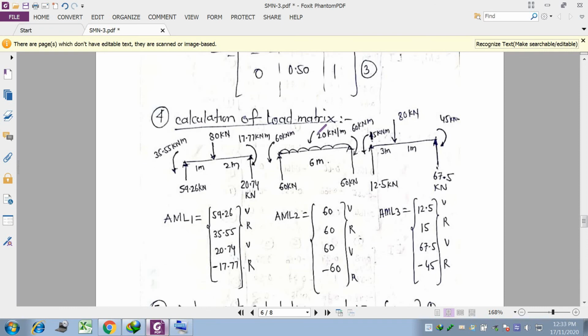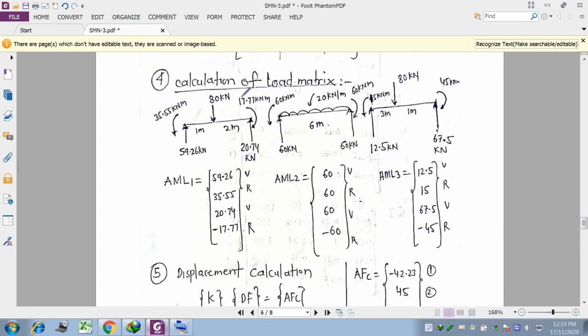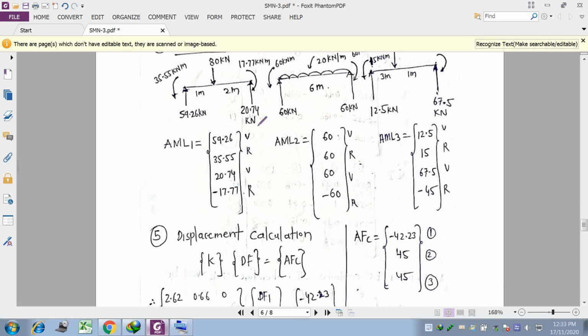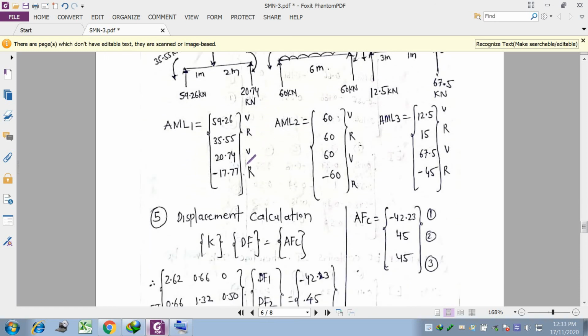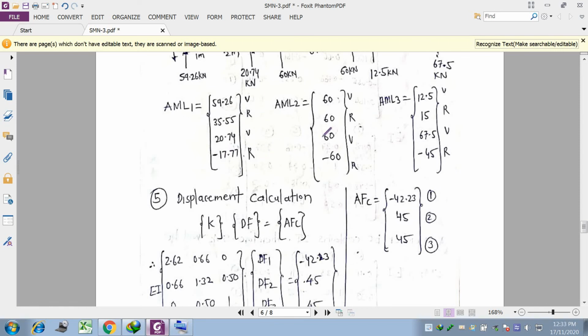Now next is the calculation of the load matrix. Again split your members into different parts, apply all the external loading on the beam, then based on that you have to calculate your fixed end moments as per your external loading. Then after calculating the fixed end moments you have to calculate your reactions, and then you have to calculate AML1, AML2 and AML3. That is nothing but the load matrix for span AB, then load matrix for span BC, then load matrix for span CD. Rest of the procedure you know, vertical, horizontal, whatever we have calculated, you have to give.